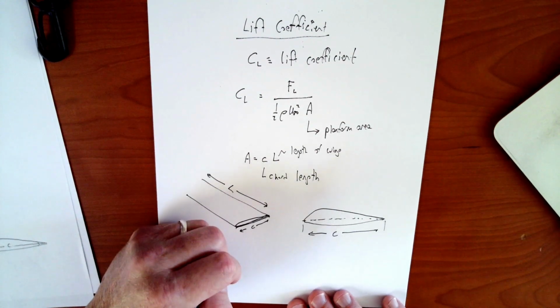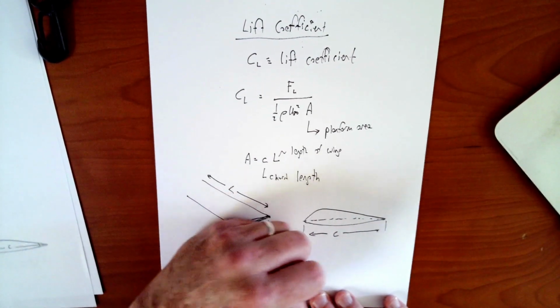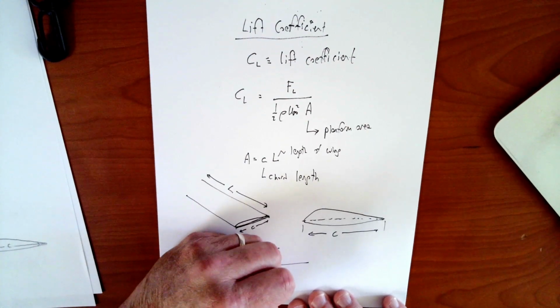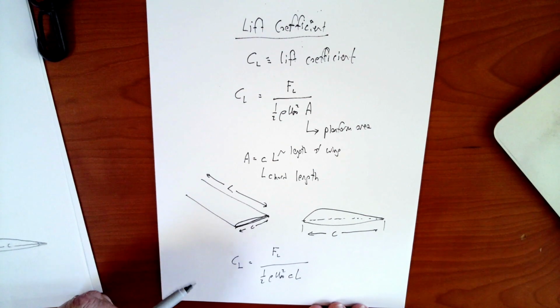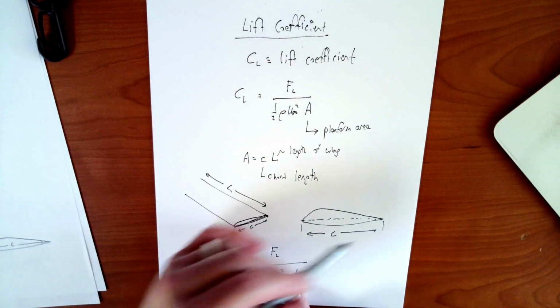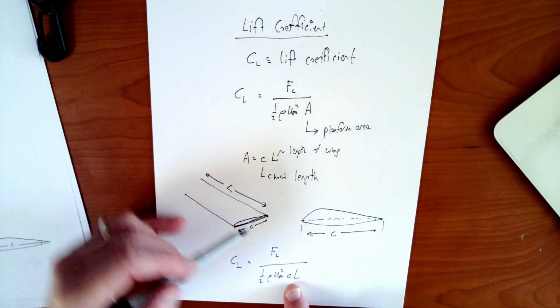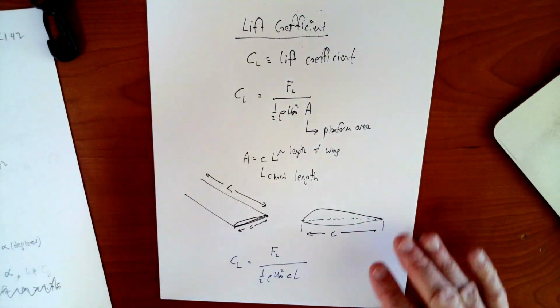So a lot of times you'll see that the lift coefficient is defined as that lift force divided by 1/2 rho u infinity squared times little c times L. So that would be the exact same thing. That's just saying explicitly that this planform area is the width of the wing times the length of the wing, to give us that planform area of the wing.